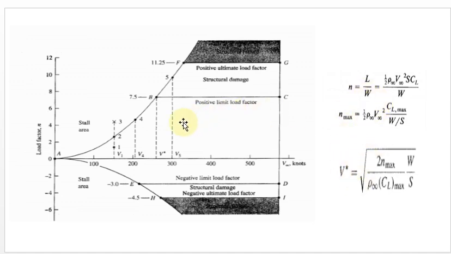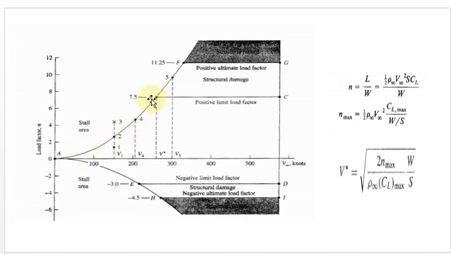Now come to here. We have nearly three or four curves, and we will see them one by one. The first curve we are taking is A to B. Curve A to B is the aerodynamic limitation curve.